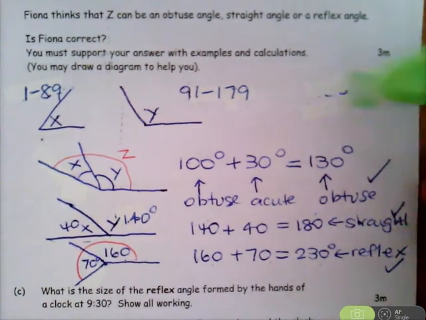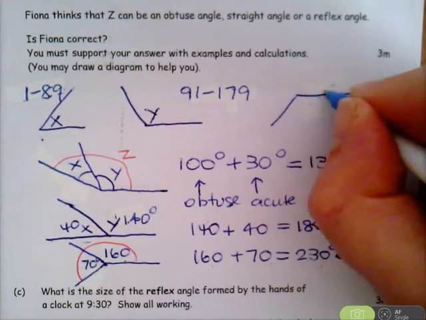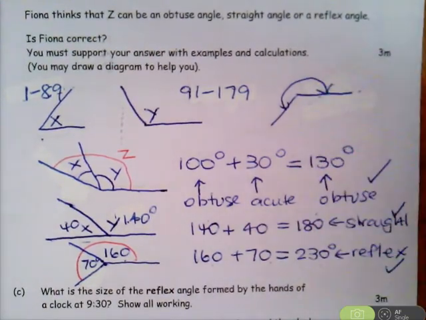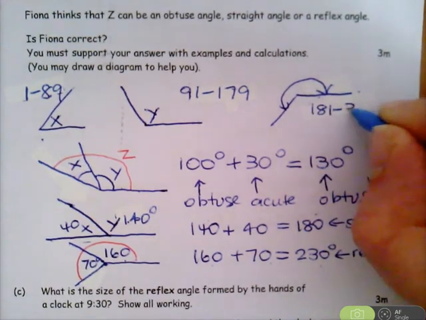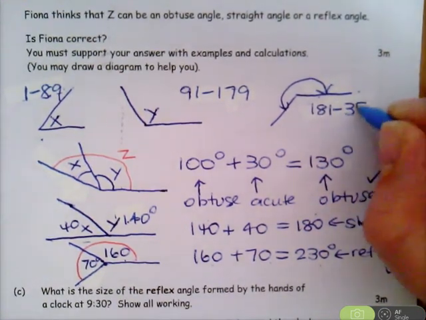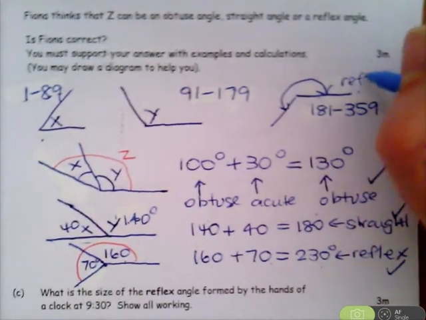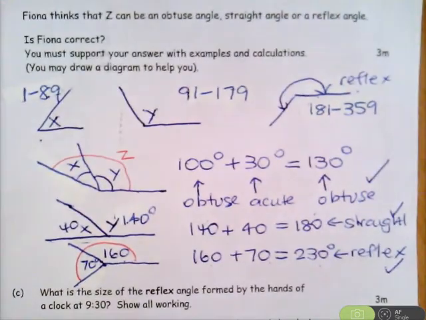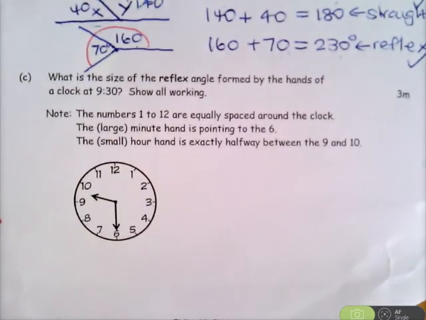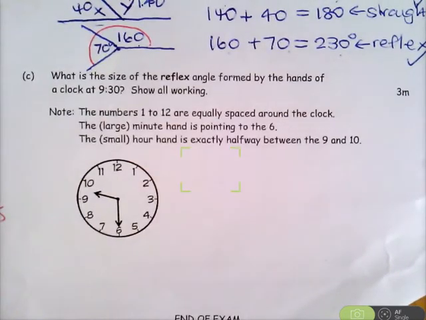So I'm just going to draw up here what a reflex angle is. Remember, a reflex angle is like that, and it's anything bigger than 180, so it's from 181 up to 360, but we don't include 360, so the reflex will be from 181 to 359. Okay? Now, this last question is quite tricky. I will go through it for those of you that want it explained.